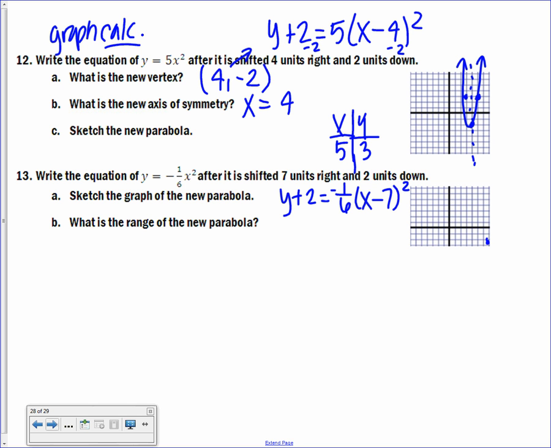Negative 2 would be here. Axis of symmetry would go right through there. And then you could make your XY chart again, or graph it in your calculator. Maybe you plug in 8 this time.